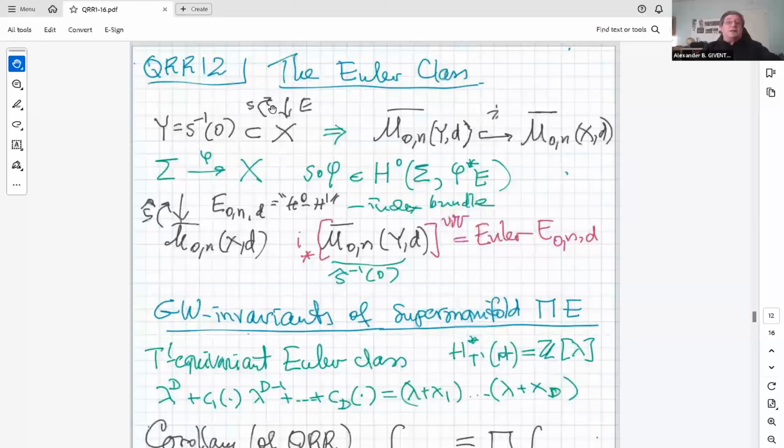Now you can restrict that section to the curve or compose it with phi if you wish, and then it becomes a global section over the curve of the pullback of that bundle by phi to sigma, right? So therefore it's an element of H^0, zero cohomology of the curve with coefficients in that induced bundle, induced by a stable map.